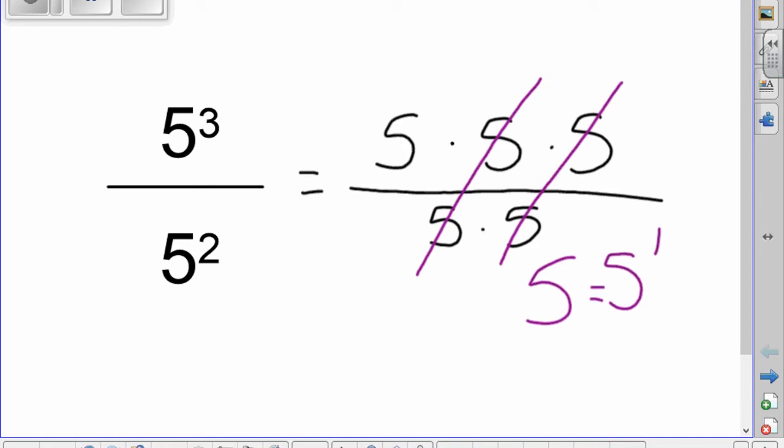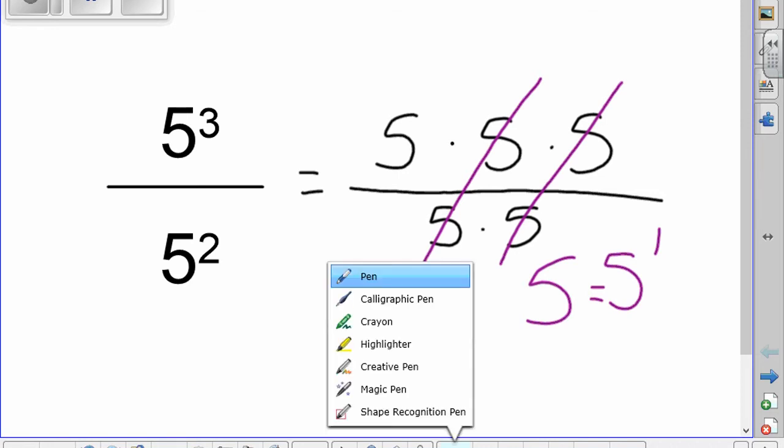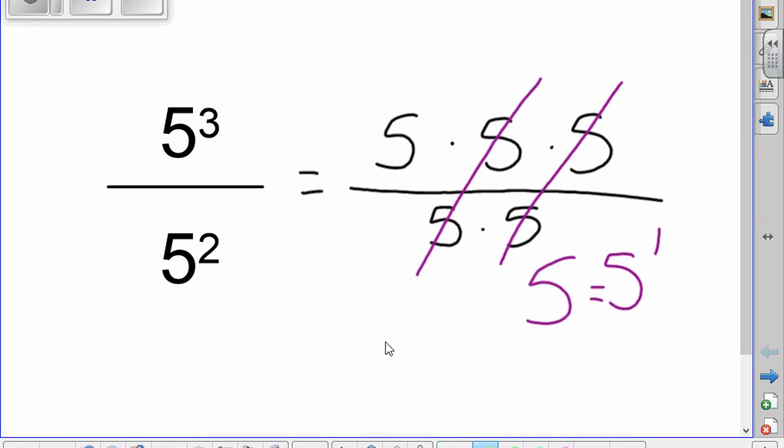Now the second way, because I told you I'd teach you a second way of doing it, is if I look at these exponents over here, what you're going to notice is that there's a 3 here and a 2 here. And if I subtract the 2 from the 3, the bottom from the top, 3 take away 2 is 1, which is the exact same exponent I have over there.